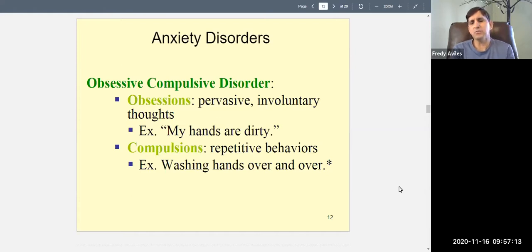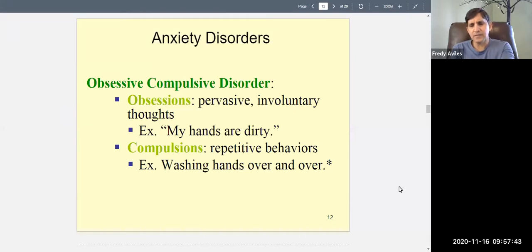So an example might be you think your hands are dirty, right? You keep thinking, my hands are dirty, my hands are dirty. And those repetitive thoughts drive the compulsions. That's the repetitive behavior. An example might be washing your hands over and over again. So you wash your hands over and over again. And then you feel better after you wash your hands. And then the thought comes back, your hands are dirty. And then you wash again. And you keep doing this over and over again.